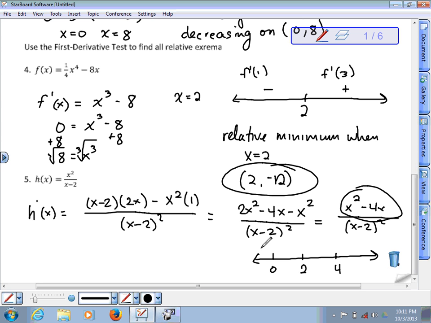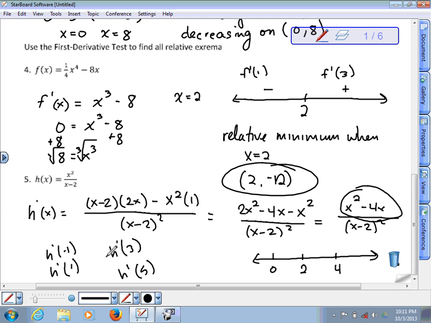so now we need to choose test points within each interval, plug them into the first derivative, see what comes out of that. So we need to test h prime of negative 1. We could test h prime of positive 1. We could test h prime of 3 and h prime of 5.